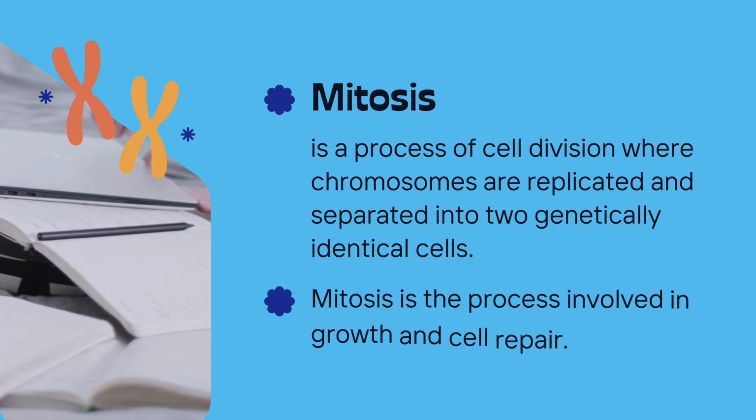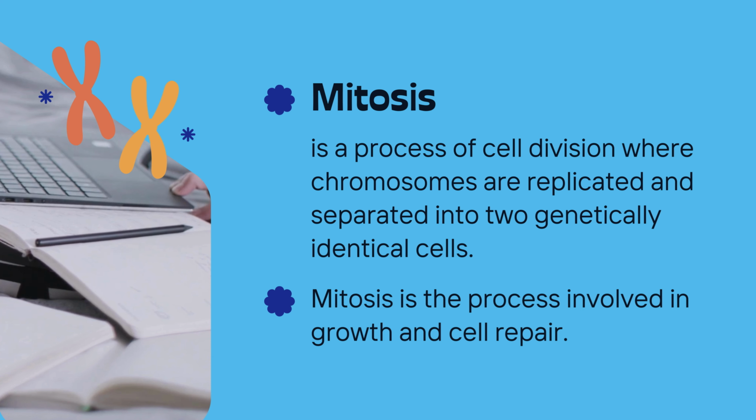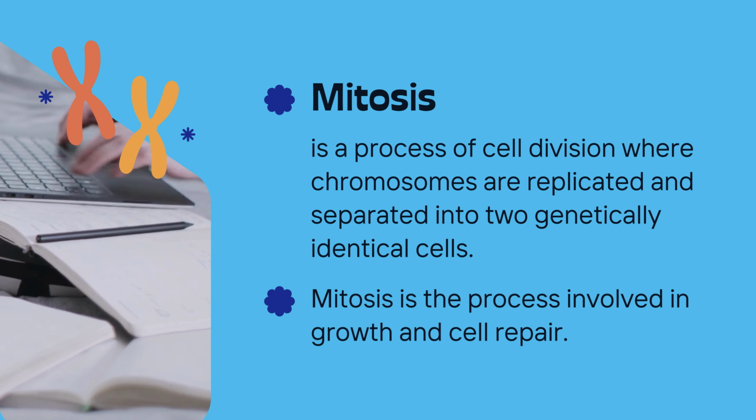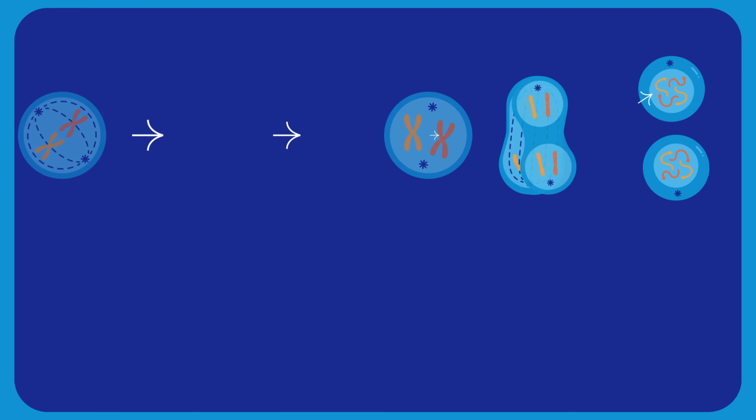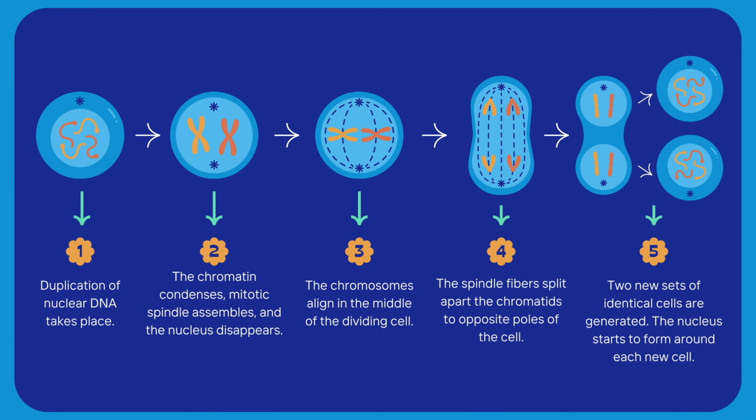Mitosis. Mitosis is a fundamental process in which a single cell divides into two identical daughter cells. This division is crucial for the growth, development, and maintenance of multicellular organisms. Here's a more detailed look at the stages of mitosis.